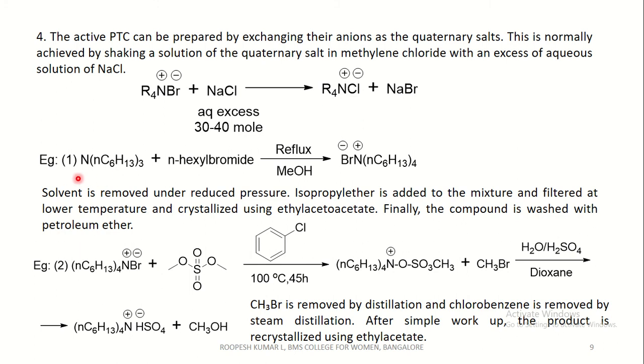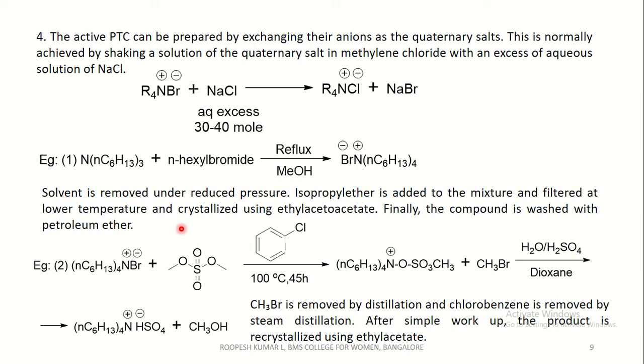Coming to the examples: tri-n-hexyl amine reacts with n-hexyl bromide under reflux conditions in methanol, and we get tetrahexyl ammonium bromide. This is a general example for the preparation of PTC, but not the example for this equation. The solvent, that is methanol, is removed under reduced pressure. Isopropyl ether is added to the mixture and filtered at lower temperature to remove any water, and crystallized using ethyl acetate. Finally, the compound is washed with petroleum ether to remove any non-polar impurities.